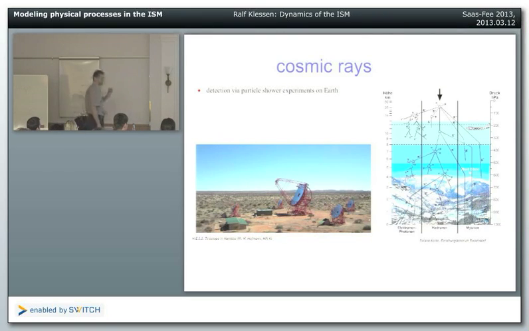Some of them go faster than the local speed of light in this medium, and you observe Cherenkov radiation in detectors like these. This is the H.E.S.S. telescope in Namibia. And you can then get an idea about the direction and the energy of these particles.